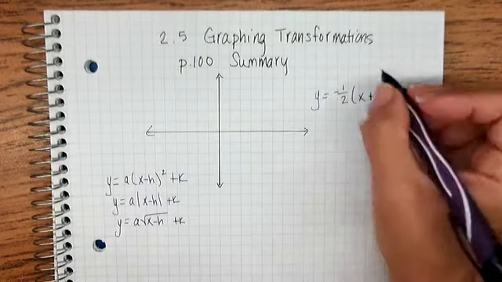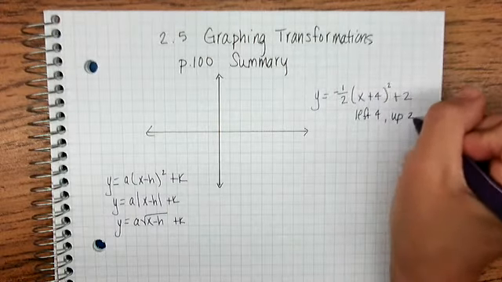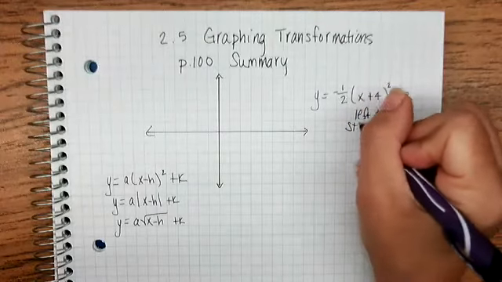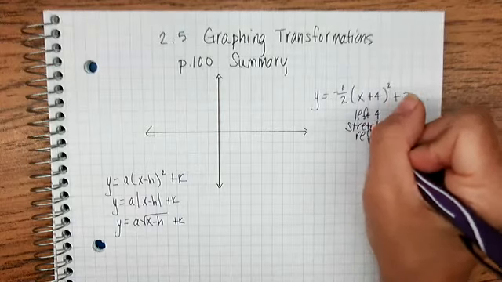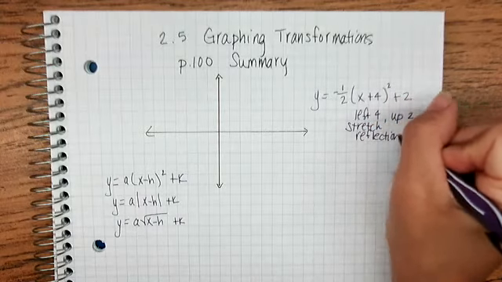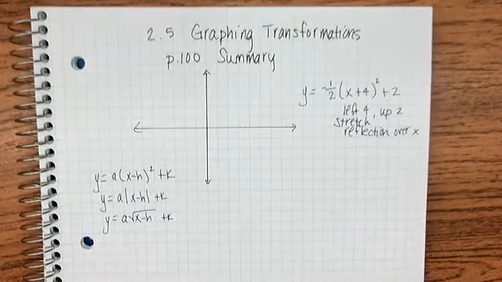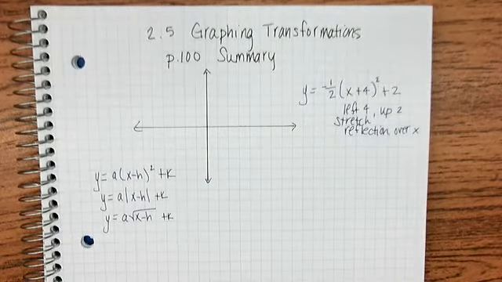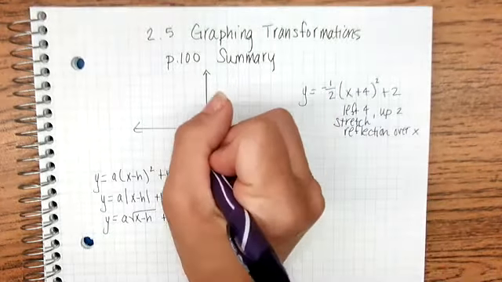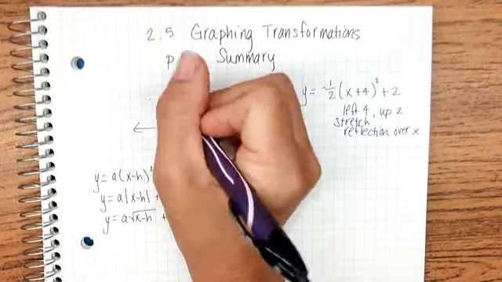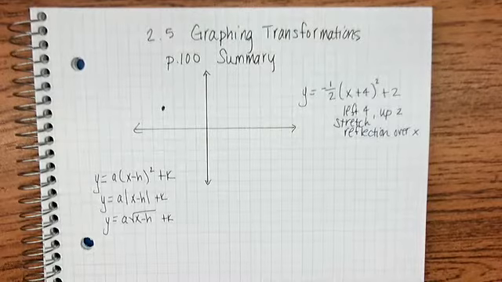So the shift here would be left 4, up 2. This is a stretch by a factor of 1/2, and it is a reflection over x. You can plug and chug. It always works, but it is certainly not time efficient. Left 4, up 2: 1, 2, 3, 4, up 2. This is the new vertex of the parabola.